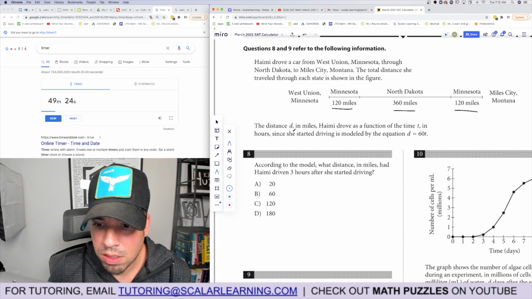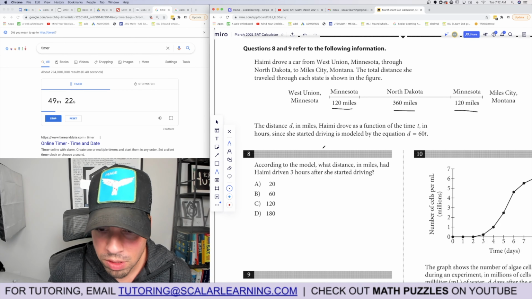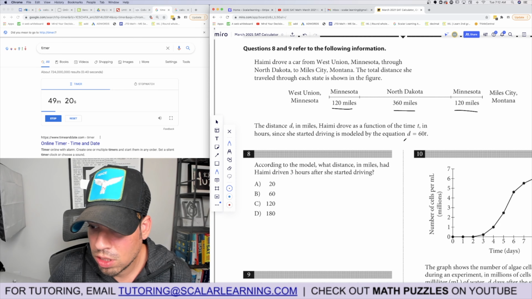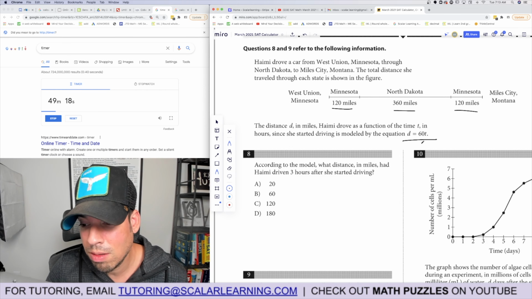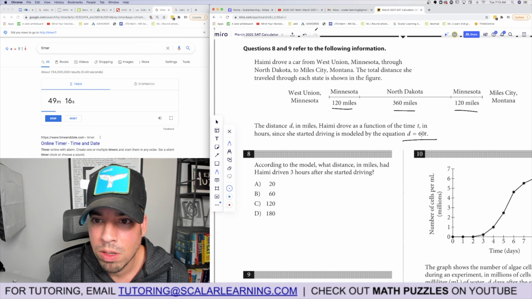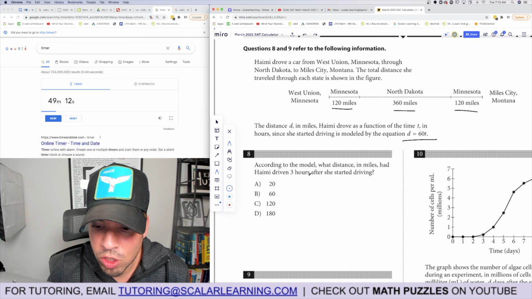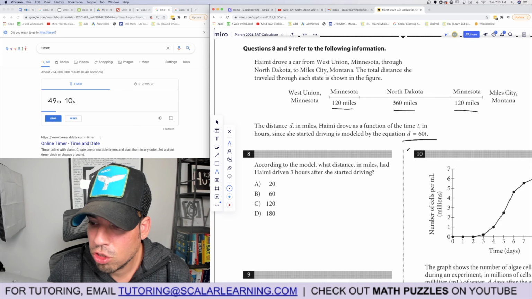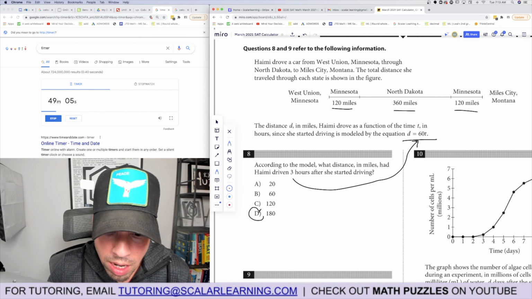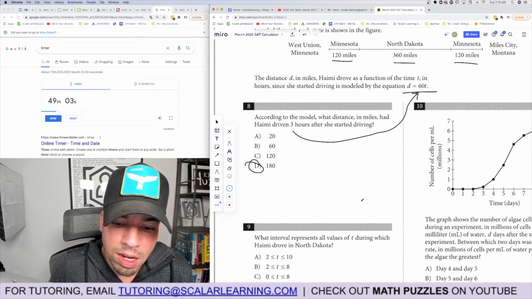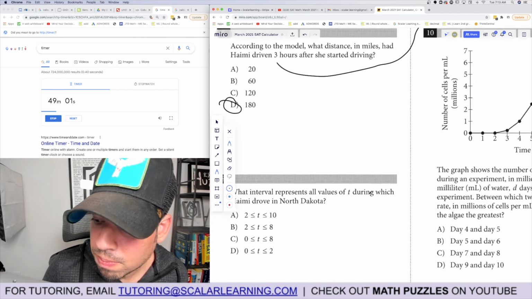Got it. The distance d in miles Hammy drove as a function of time t in hours since she started is given by the equation d equals 60t. So it looks like she's going 60 miles per hour. Distance equals rate times time, right? According to the model, what distance in miles had Hammy driven 3 hours after she started driving? Plug 3 in here. 3 times 60 is 180. Boom, done.